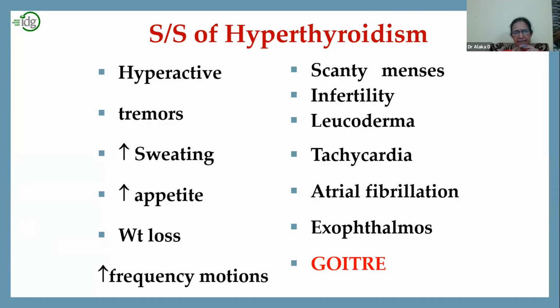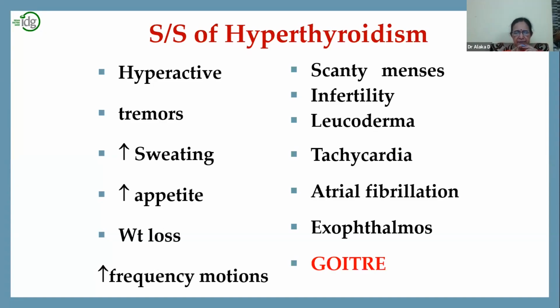So they are hyperactive. You ask them to stretch their arms and see the fingers. The outstretched hand will show you the tremors. There is increased sweating. The appetite is increased. Although appetite is increased, there is a weight loss and there is a frequency of motions. It is not diarrhea. The patient has to go 4, 6, 8 times a day. So frequency of motion. As I said, everything is fast except the menses.